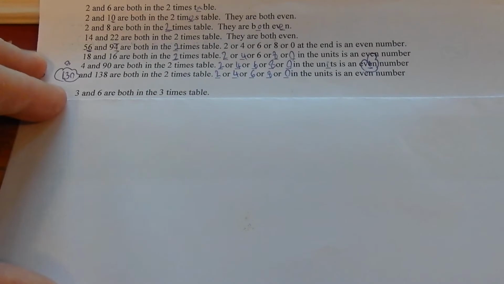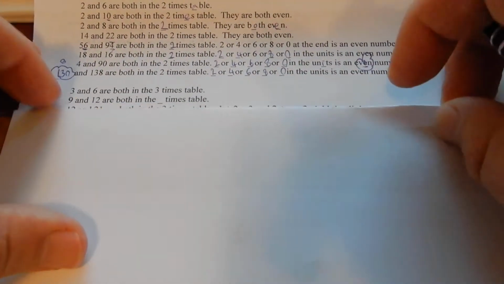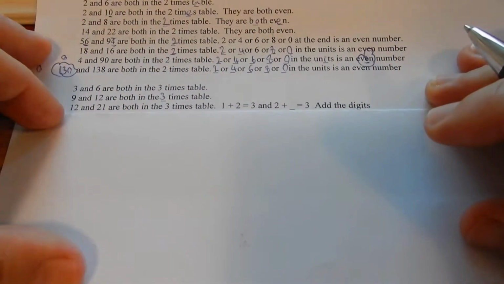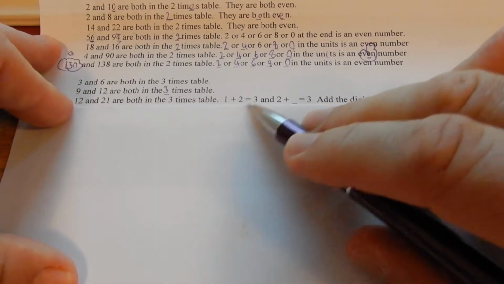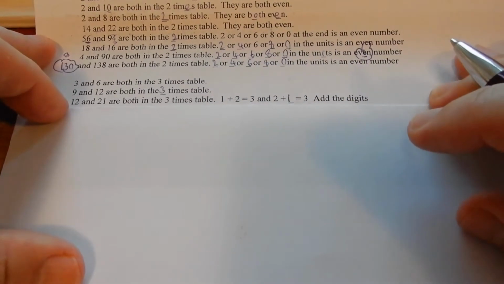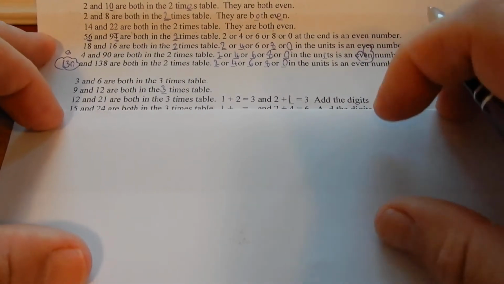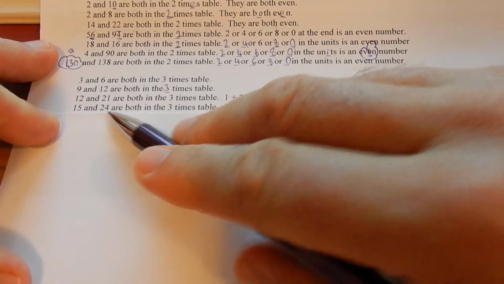3 and 6 are both in the 3 times table. 9 and 12 are both in the 3 times table. 12 and 21 are both in the 3 times table. 1 plus 2 is 3. 2 plus 1 equals 3. Add the digits.